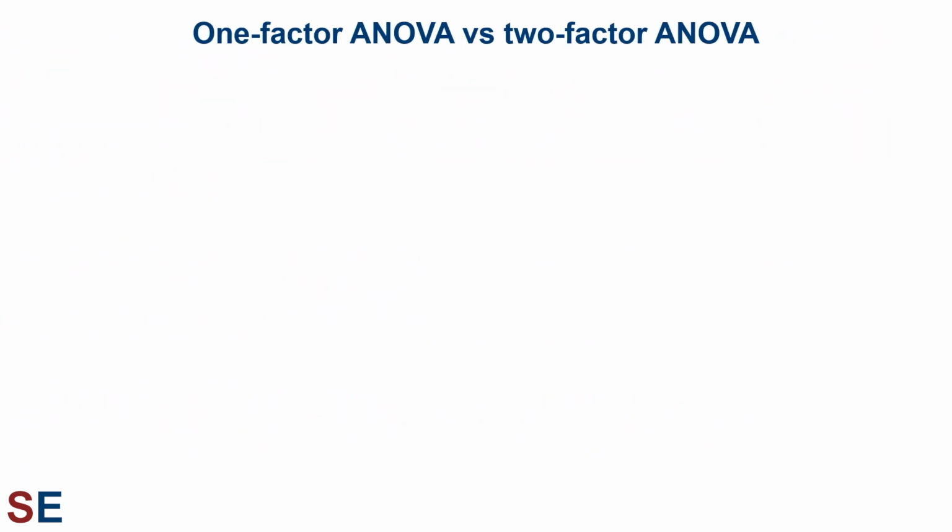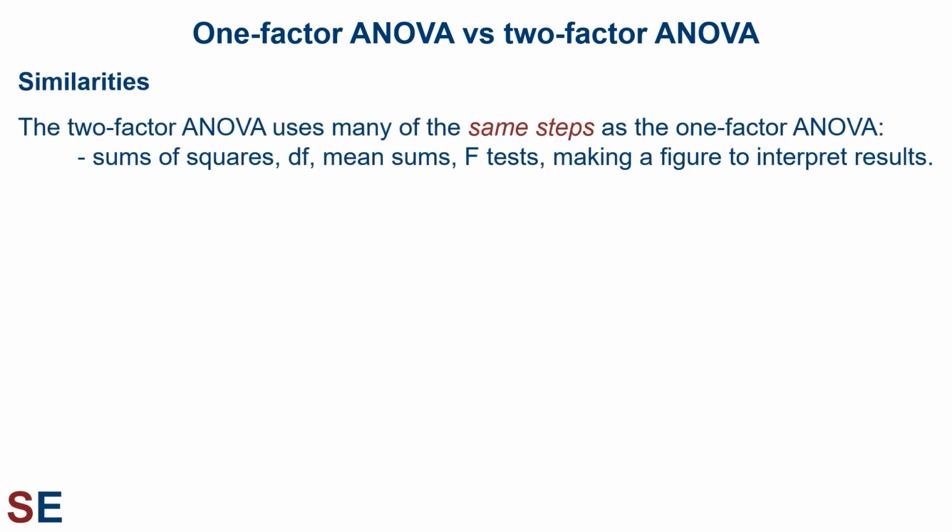Before continuing, it's useful to think about the similarities and differences for the one-factor and two-factor ANOVAs. The two different ANOVA techniques have a number of similarities in terms of the calculations that are done. The two-factor ANOVA uses many of the same steps as the one-factor ANOVA, calculating several sums of squares values, identification of appropriate degrees of freedom for different groups, using these two values to calculate mean sums of squares, conducting F-tests, and making a figure to interpret any statistically significant results.